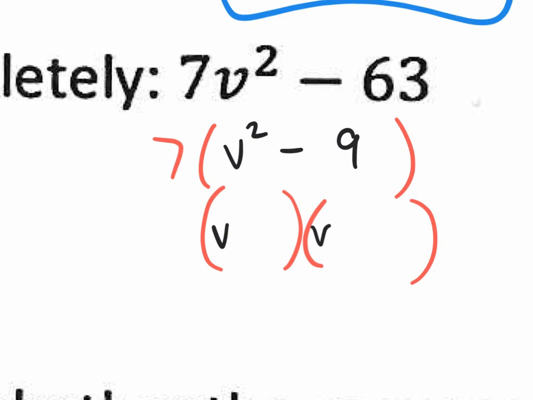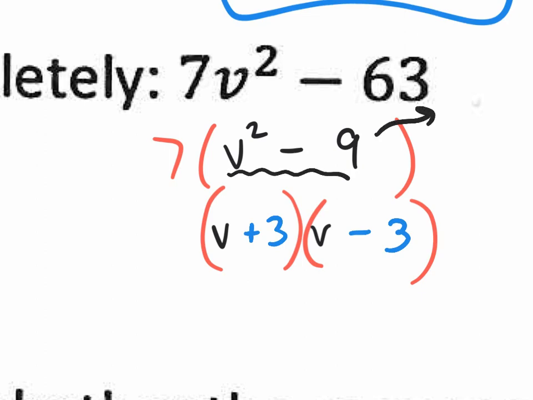Positive 3 and negative 3, guys, right? Positive 3 and negative 3. What times what is negative 9, that if you combine together is nothing?